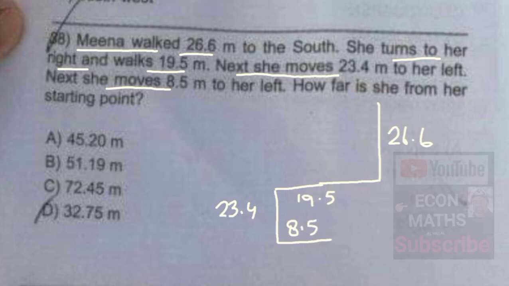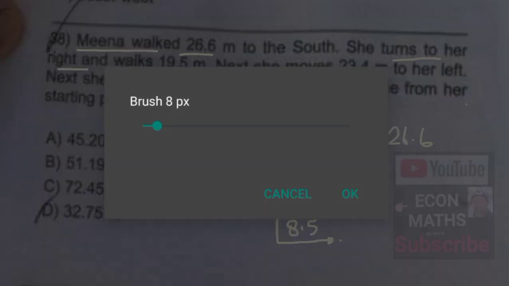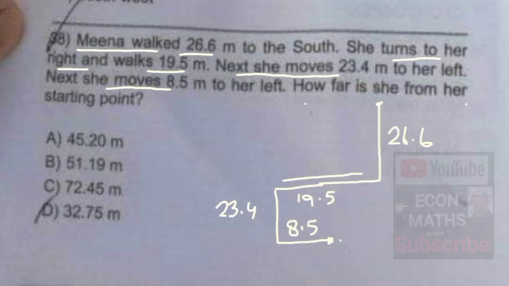Now the question tells us how far is she from her starting position. So this is her final position. This is her starting position. Okay. Now let us see here. Since this length is 19.5 up to this it is 8.5. So this length, I will use another color.